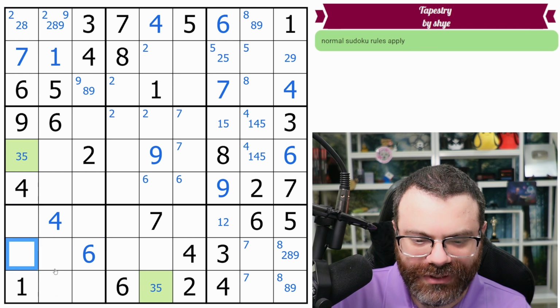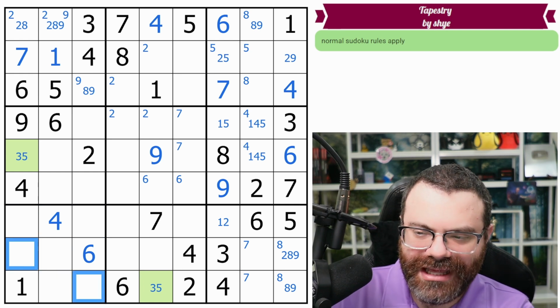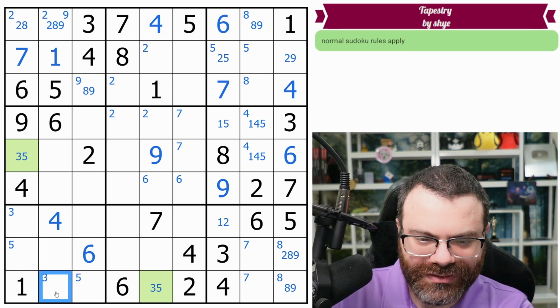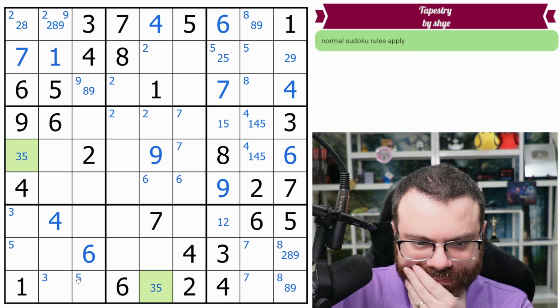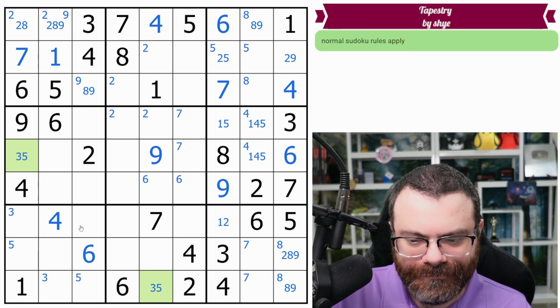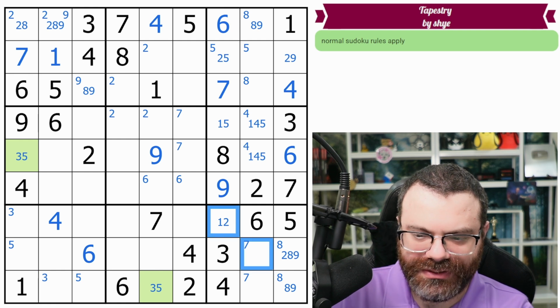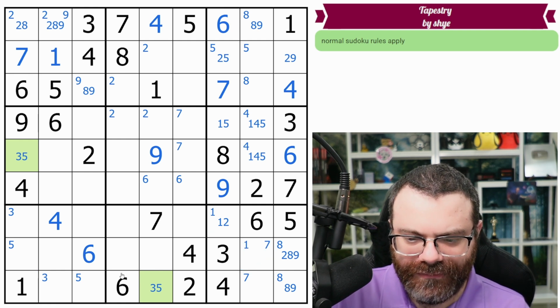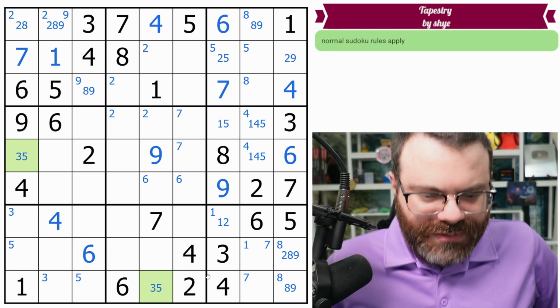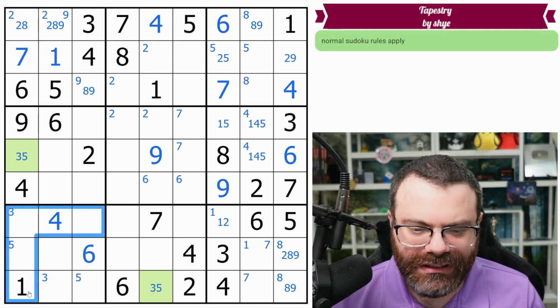5 is in one of these two. We actually kind of know that. 5's in one of these two and 3's in one of these two. That's what I could have marked. Anything else horizontally here? 4, 6, 1. 1 is kind of interesting because it's in one of these two. I'm not seeing anything else to do. 7 maybe? No, not quite.